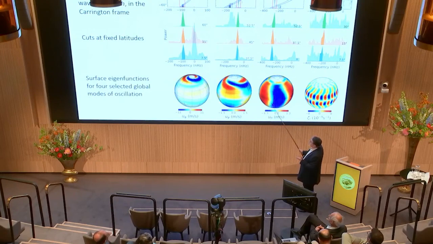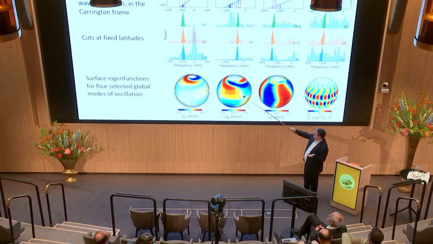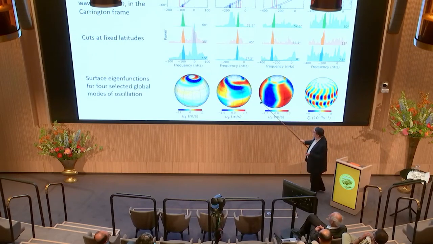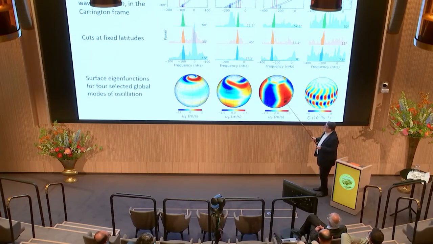And here you have 4 different modes that have been selected because they actually look different. So this one, we call either a mid-latitude mode or a critical latitude mode. And this one, an equatorial Rossby mode.